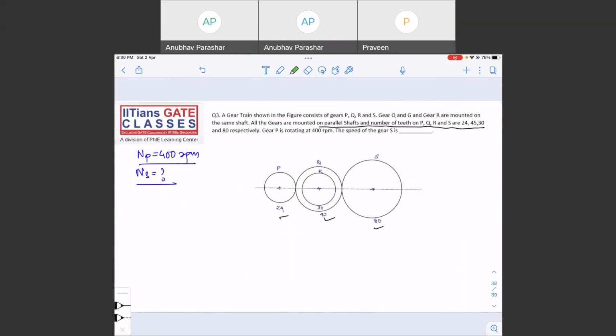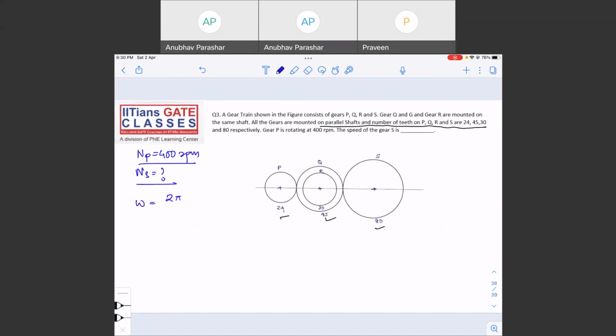Okay, now what is omega? Can I say omega is equal to 2 pi N by 60, right? So in place of omega 1 by omega 2, I can also write N1 by N2. There is no problem. So NP by NQ. First, I will go from P to Q, then I'll go from Q to S.